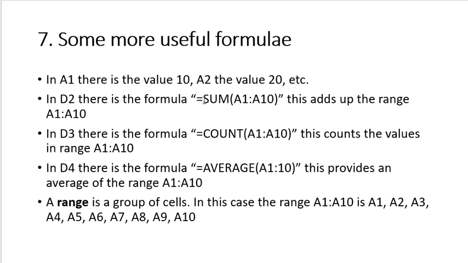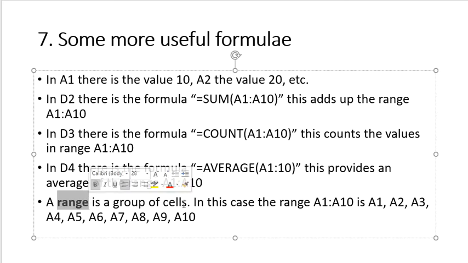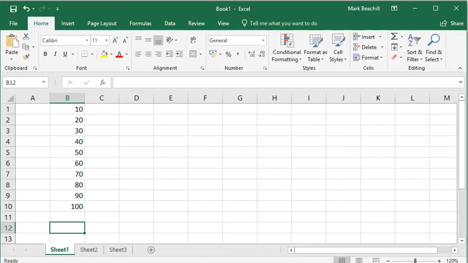So the formulas I'm going to look at are sum, count, and average. And what this does is it uses what's known as a range. And a range is a group of cells. So for example, this one is the sum of A1 to A10. So let's have a look at our equivalent for that. We've actually got it in B, but it doesn't matter.